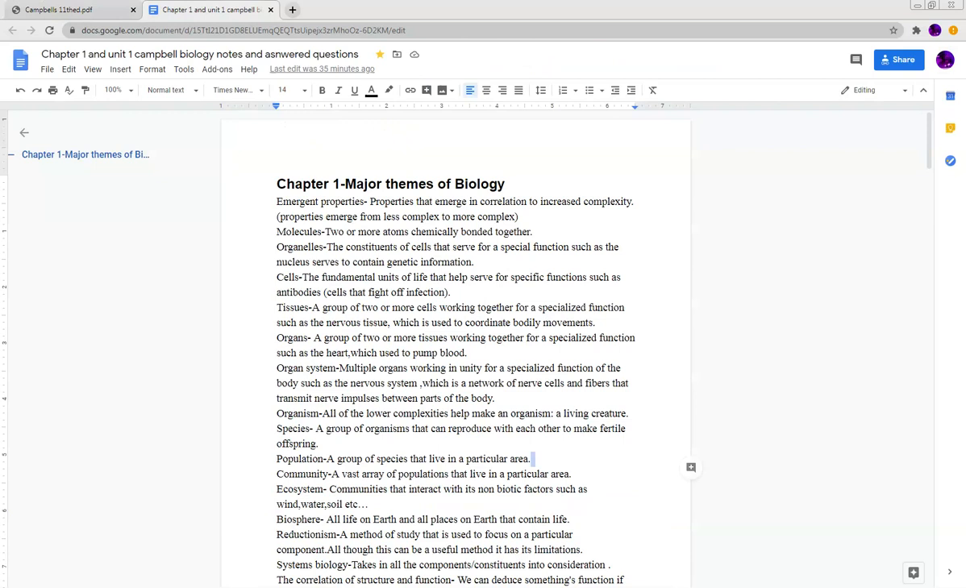Now, as I explain these terminologies, I'm only going to explain them very broadly and very vaguely. I'm not going to go into anything specific because obviously Campbell's Biology has later chapters to explain all those specifics, but chapter one is really just for an overview. So I want you to get an overview of chapter one so that when we talk about more specific stuff in the future, you can connect to the vague and broader term.